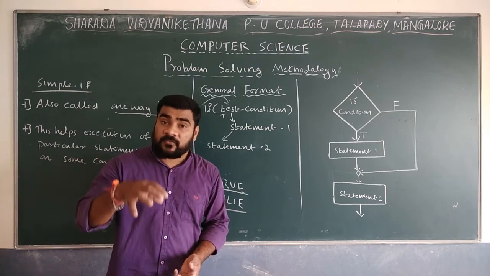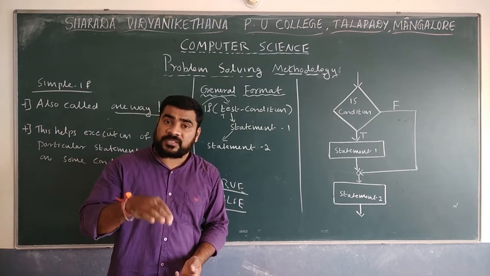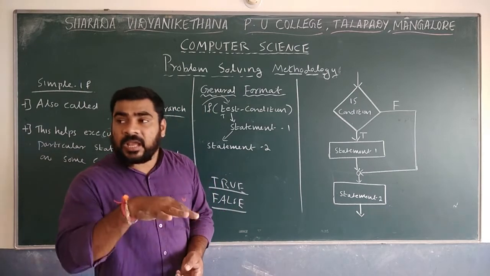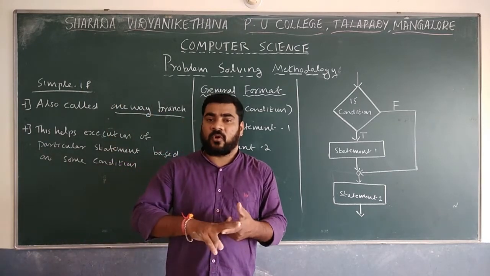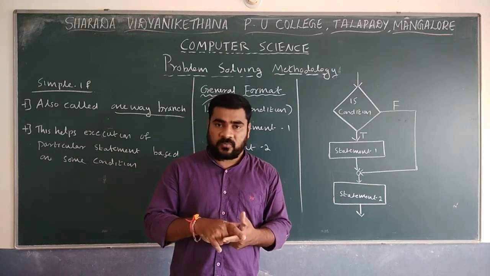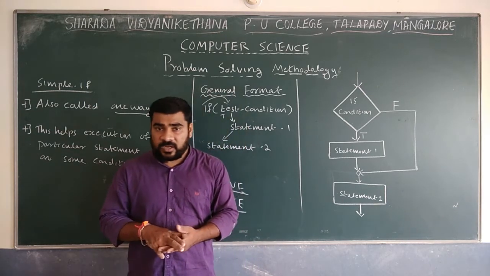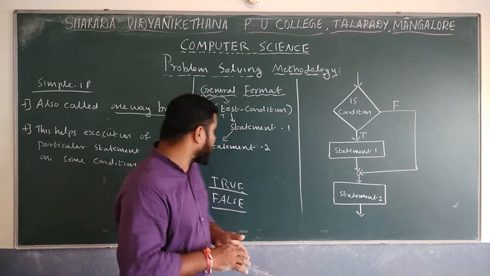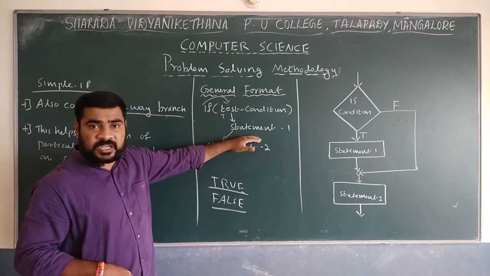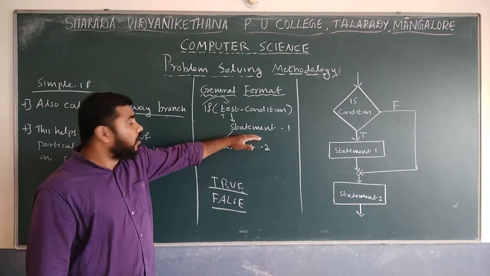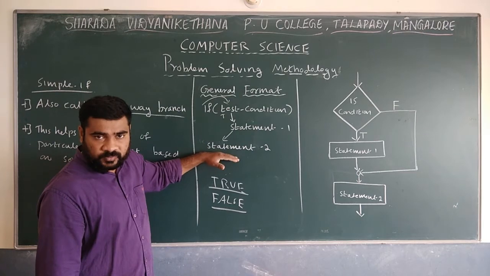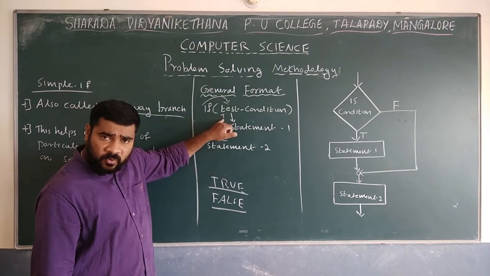Simple if means first the control moves to check the condition. If you check the condition, you get two outputs, either true or false. Whenever the condition is true, it is going to execute statement 1. After executing statement 1, we will go for statement 2.